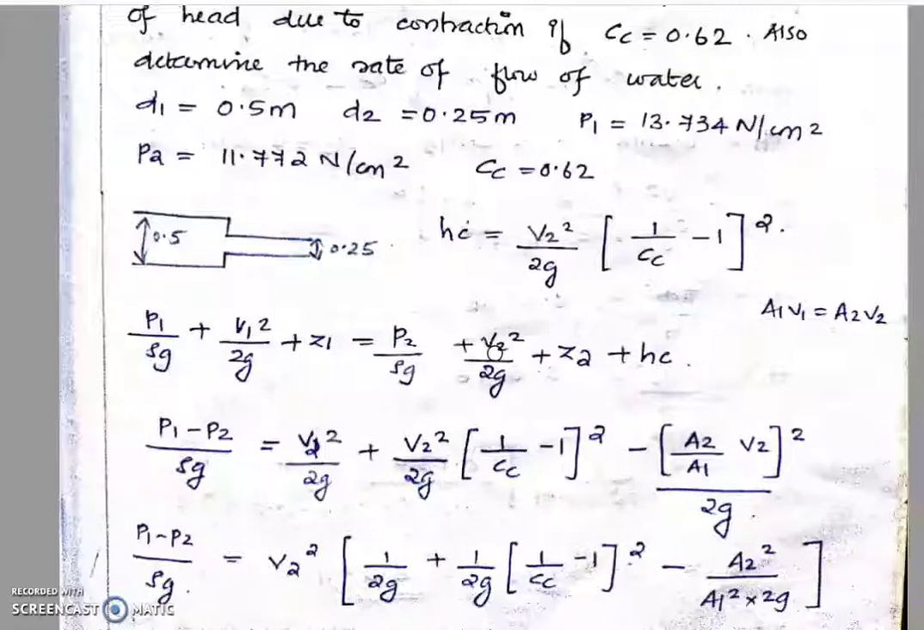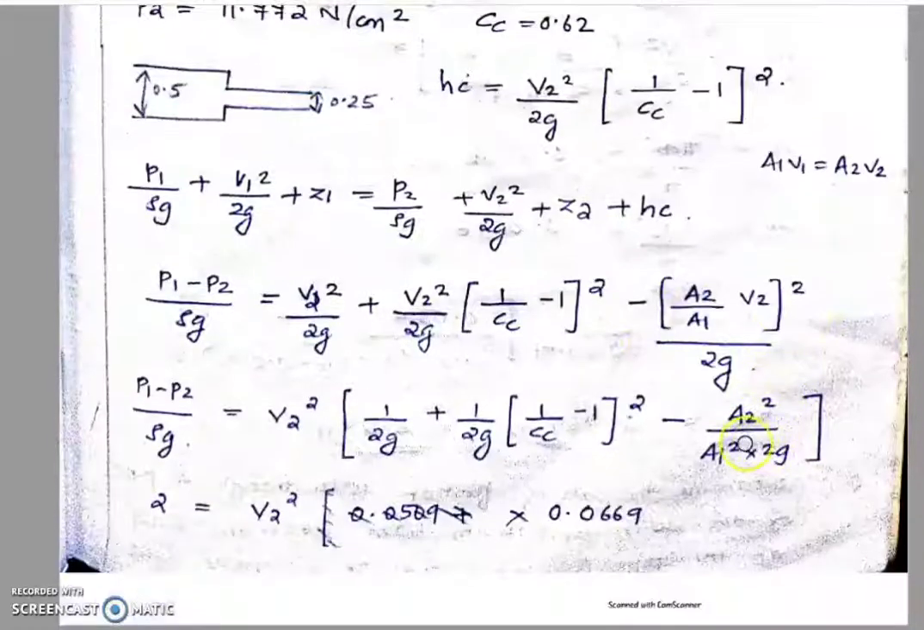But the only way to solve it is to convert it either into terms of V1 or V2. So how to convert V1 to V2? That is through the continuity equation, A1 V1 equal to A2 V2. So from that you know that V1 is equal to A2 V2 by A1. Substitute this value, V1 equal to A2 V2 by A1, in this equation. You will get it like this. And substitute the values of P1 and P2 here. You will get the value as 2 here.